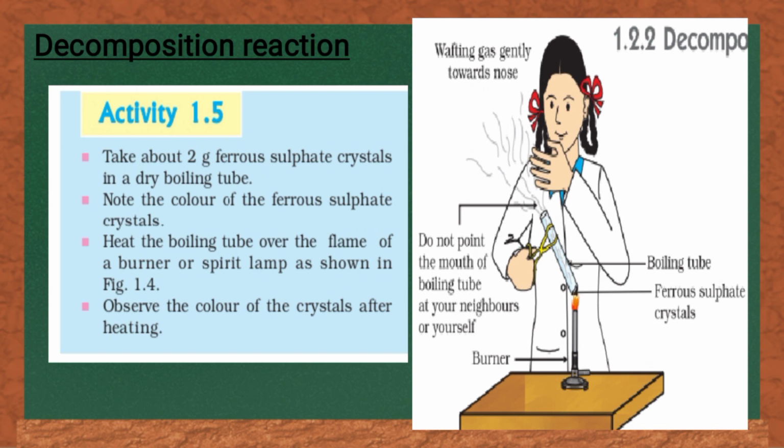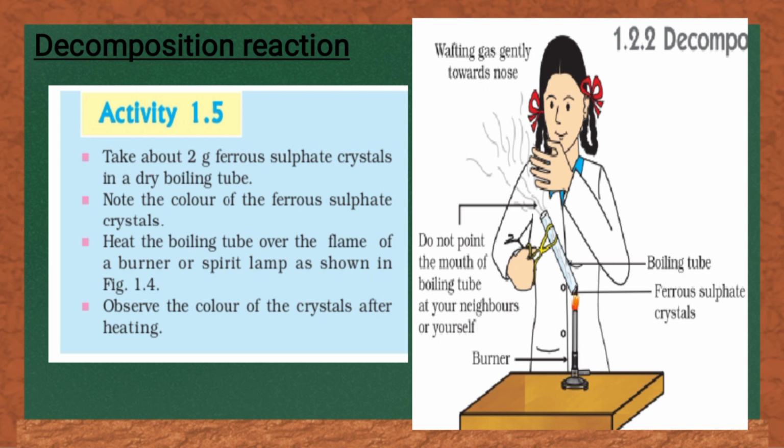So the next type which we will study is decomposition reaction. Take about 2 grams of ferrous sulfate crystals into a dry boiling tube. Note the color of the ferrous sulfate crystals. Heat the boiling tube over the flame of a burner or spirit lamp as shown in the figure. Observe the color of crystals after heating. So you can see a girl doing an experiment here, holding a boiling tube in which you will have ferrous sulfate crystals. She is heating that using a burner.